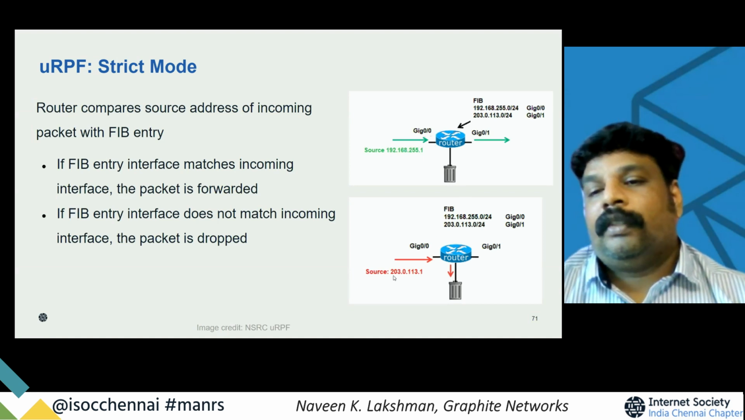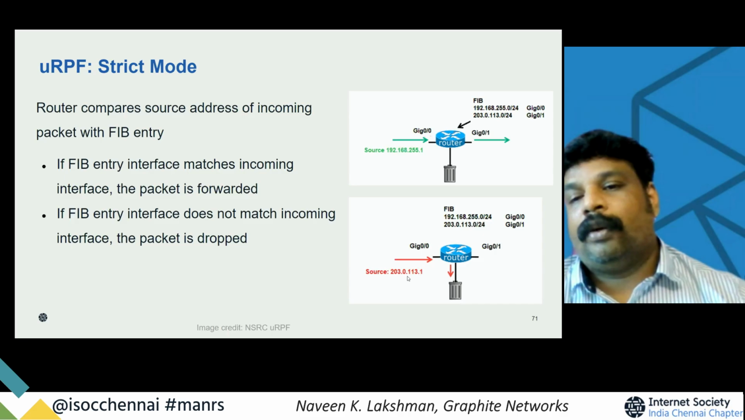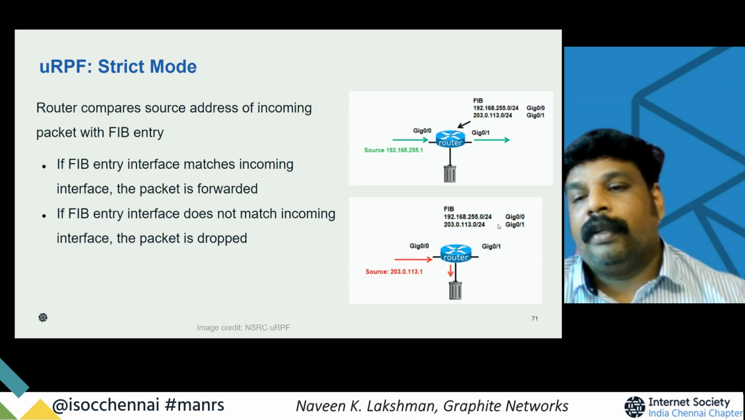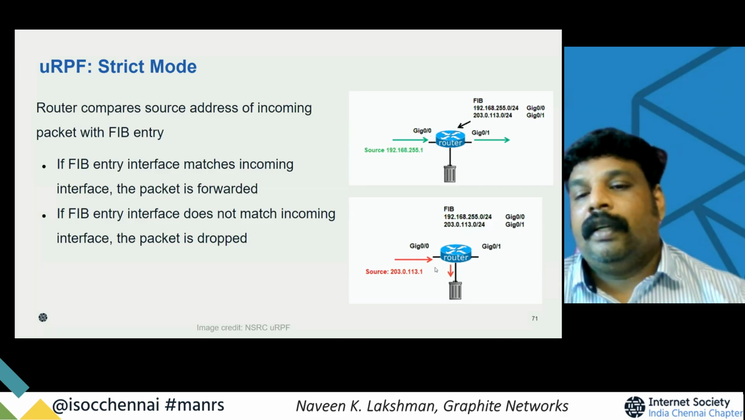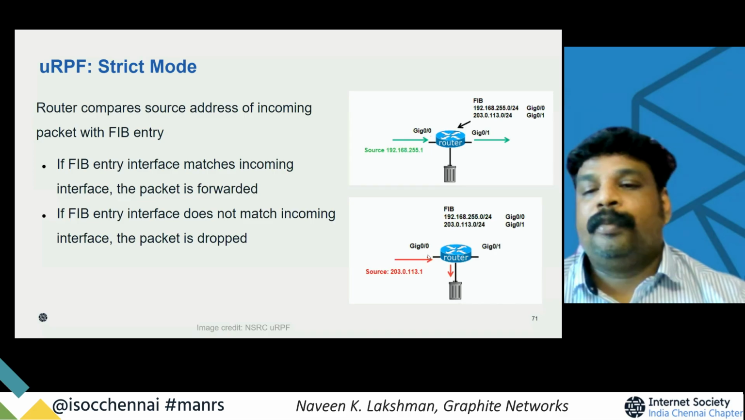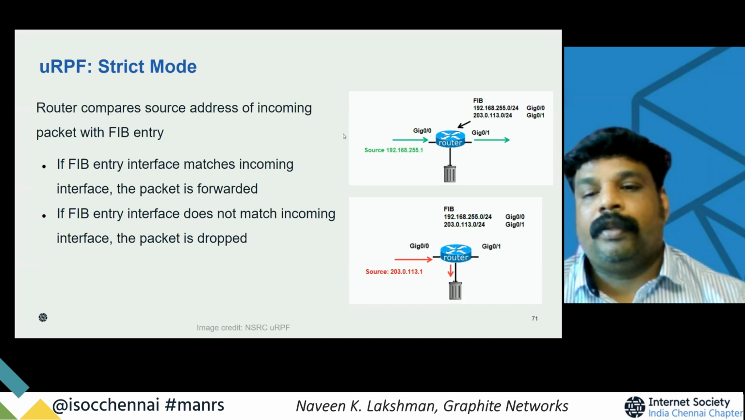Say, for example, the source of the packet is 203.0.113.1, and it is received at Gigabit 0/0, but it is supposed to be seen from 0/1. URPF does a strict check on the received interface, and it sees that 203 shouldn't be received on this particular interface, so it doesn't pass the URPF check, and the packet is dropped.